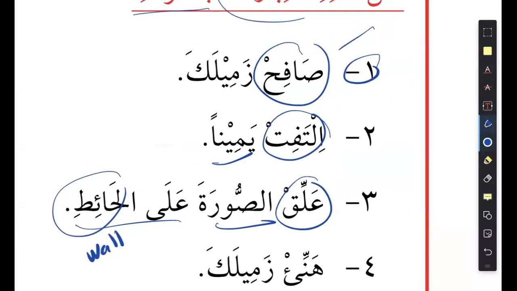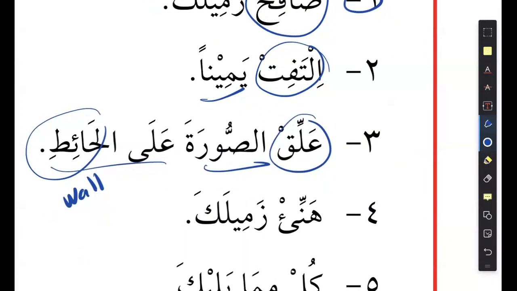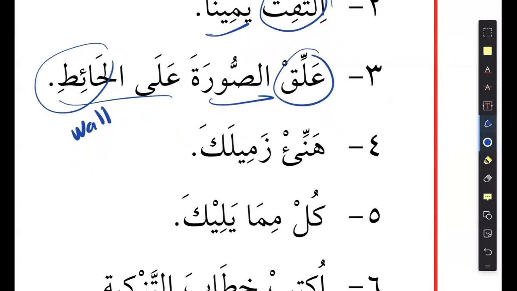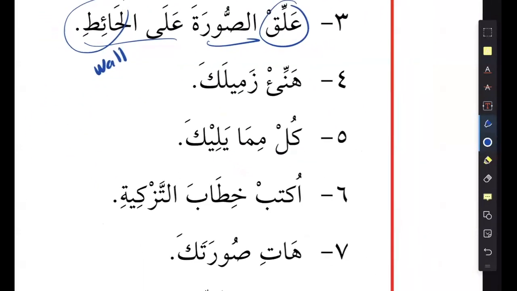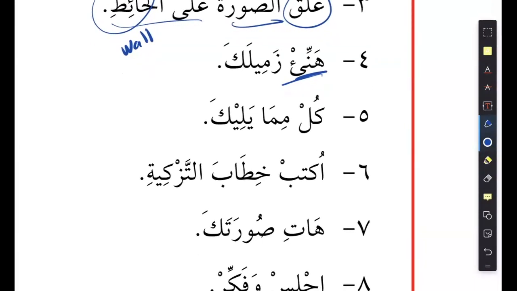Okay. Safaha, you say safih. Iltafata, you say iltafit. Allaqa, you say alliq. هكذا. So, read through all of them. We know what hanna'a means. Hanna'a is to congratulate. So hanni, to congratulate someone. Zamila, so congratulate your zamila. You can say mubarak. This is one way you can congratulate someone.